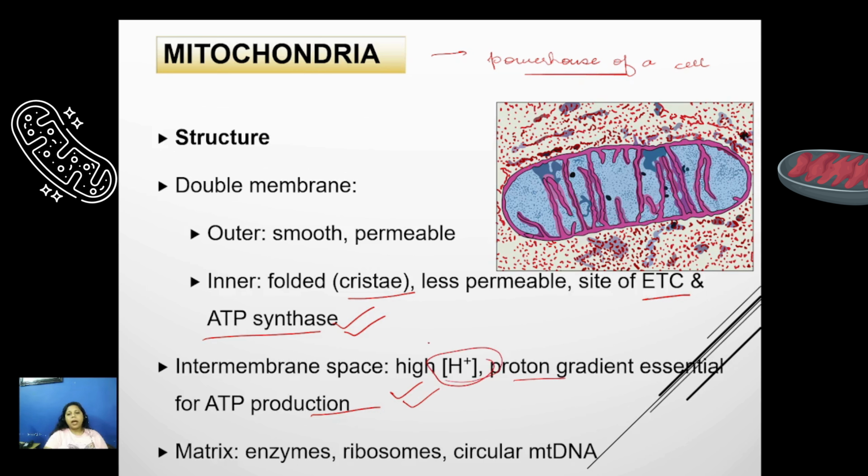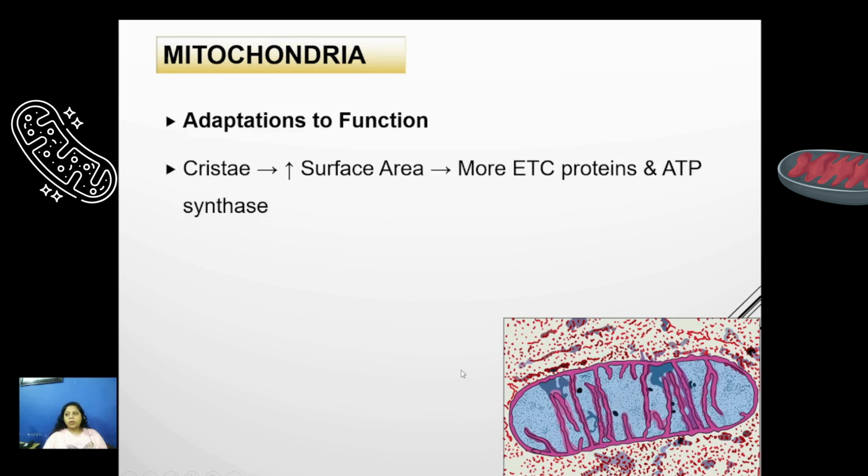This hydrogen ion concentration actually allows it to make ATP really well. Then next, it contains a matrix, this blue area, the ribosomes, because it needs to make protein, and it has its own circular mitochondrial DNA. The next one is how it's adapted. We have discussed that the inner membrane, which is called cristae, is folded to have more surface area so that there can be more proteins or more ATP synthase, and there will be production of more energy in the cell.